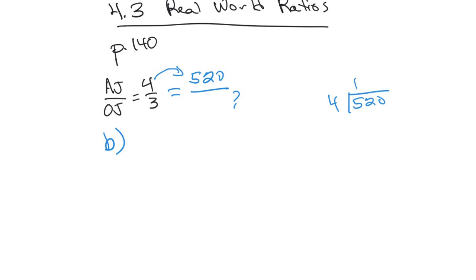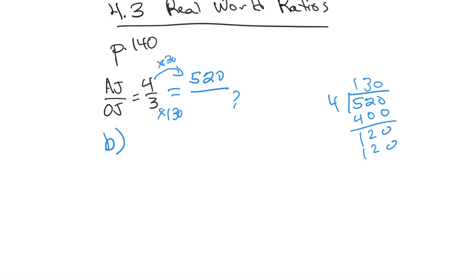4 times 1, that becomes 4. I call that 400. 120. 4 times 30 is 120. So we multiplied by 130 to get the 520. So we have to multiply the 3 by 130 as well.